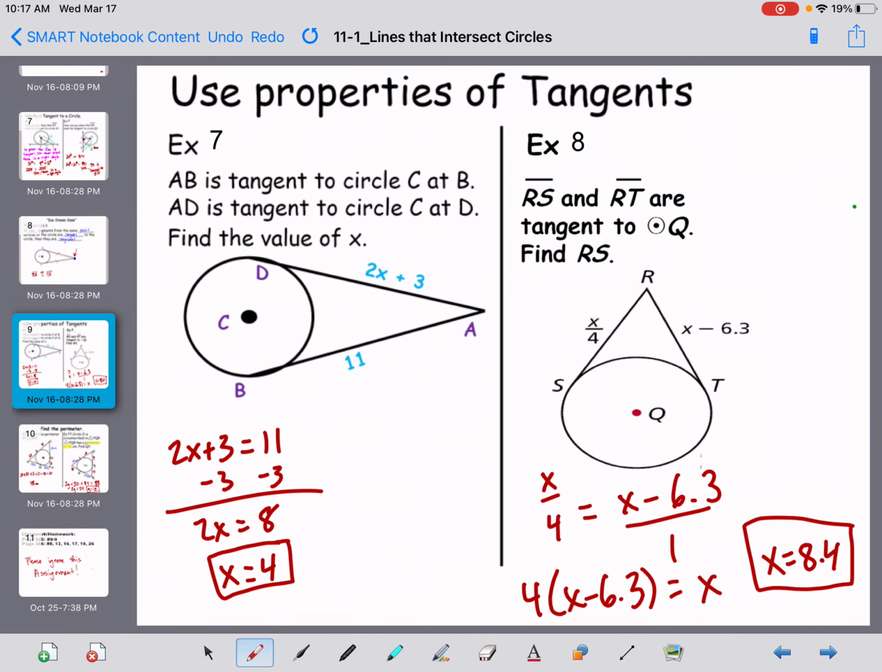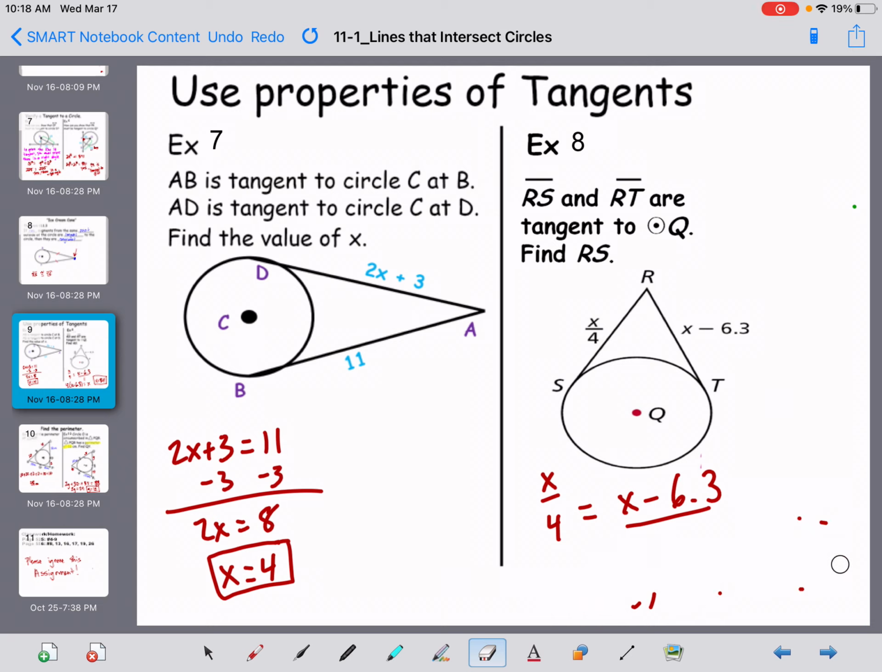If they're congruent, we're just going to set them equal to each other, and we're going to solve for x. Here's how I can do this by hand. Now over here, I want to back up and show you this one. The first one's pretty straightforward. You say 2x plus 3 equals 11. I did this one by hand because it was just as easy as typing it into the computer.